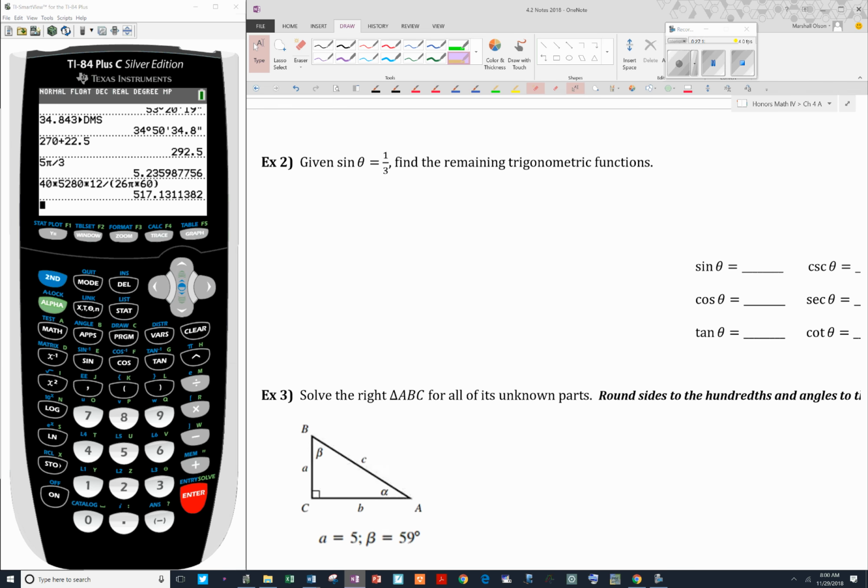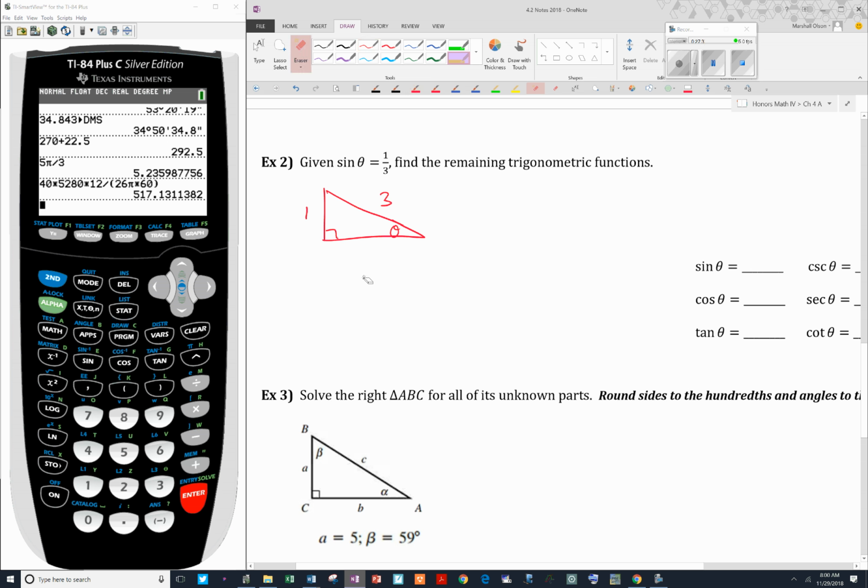So, probably won't finish these, but I just want to get to this one here so you see the idea is that you need to come up with your own triangle. It doesn't matter how you draw it, it's just got to be a right triangle. But if you're told that the sine is 1/3, you are being told that the opposite is 1 and the hypotenuse is 3, and you need to find that other side.